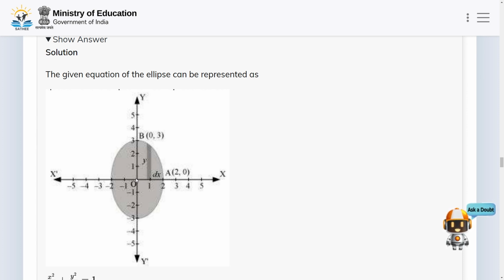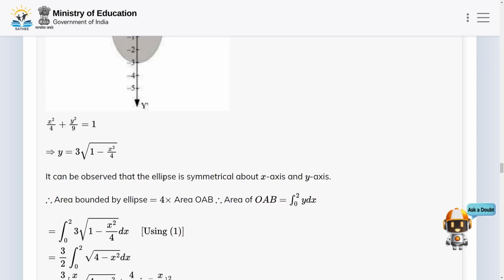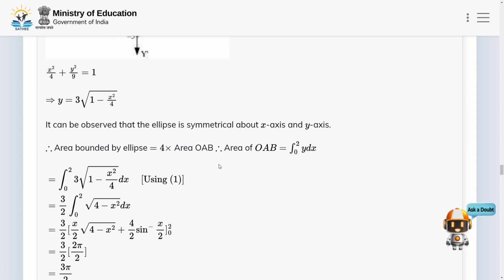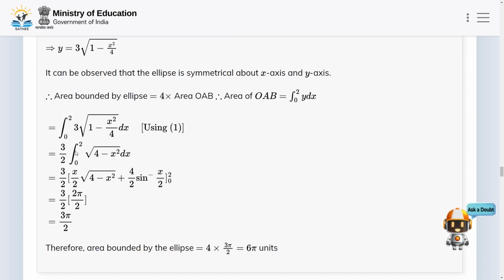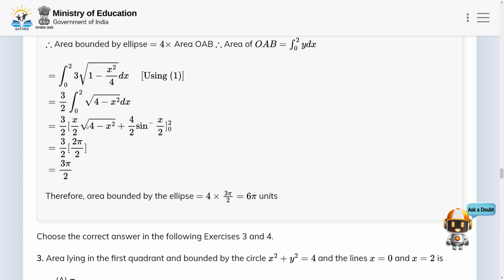For the area of OAB, you will have limits 0 to 2. As you can see, 0 to 2, area of OAB, 0 to 2, 3 times root of 1 minus x square by 4. This means 3 by 2, root 3 by 2 integral 0 to 2 root 4 minus x square. The direct integration will be x by 2 root 4 minus x square plus 4 by 2 sine inverse x by 2. Now apply your second fundamental theorem.